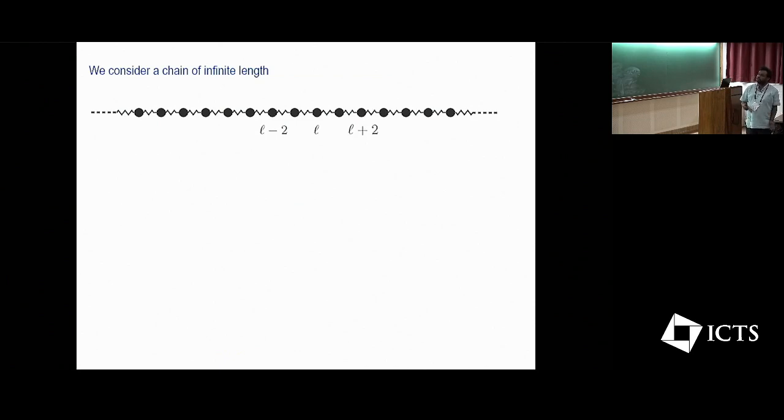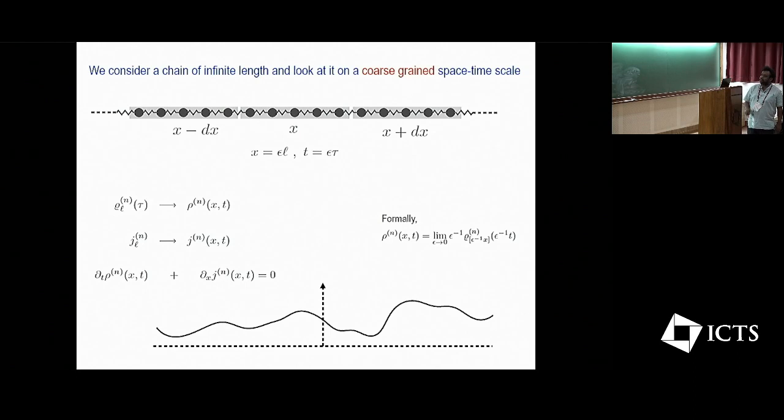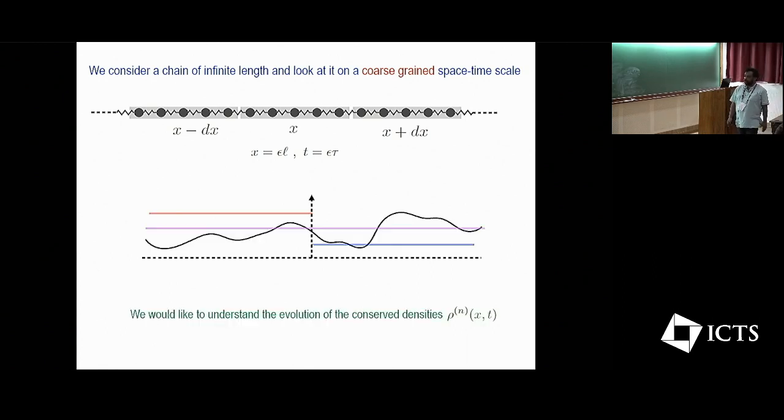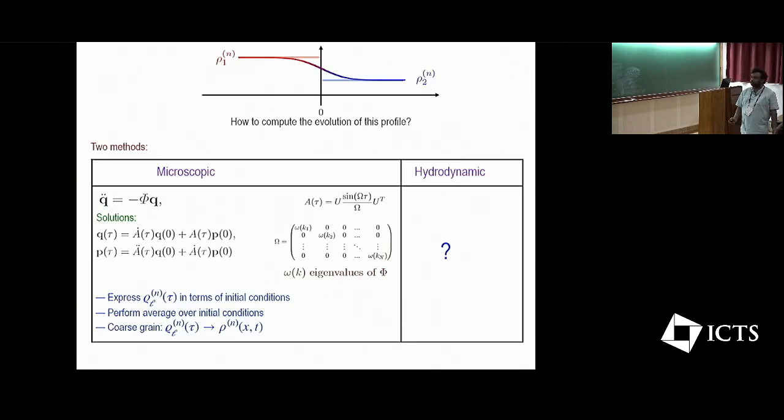So let us consider a chain of infinite length and look at it on a coarse-grained space-time scale. On such a coarse-grained scale, these local densities become smooth functions, and so do the currents, and you get a profile like this. We want to understand the evolution of these profiles. We consider two procedures: one is microscopic and the other is hydrodynamic. Microscopic is easy because you can solve the equations of motion exactly, find these quantities in terms of the initial conditions, average over initial conditions, and then do coarse graining, and you get these profiles at the final time.